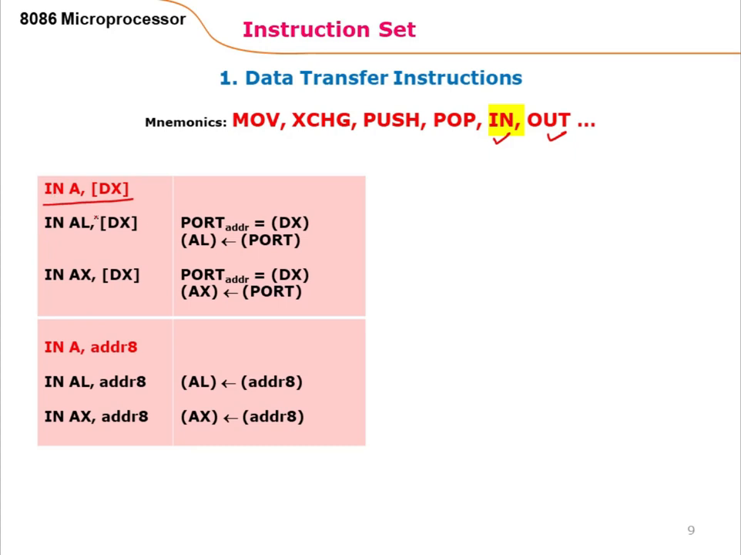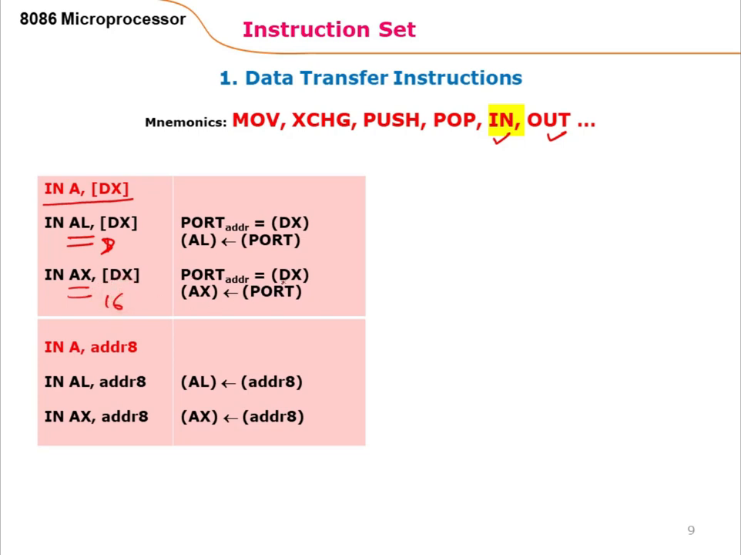the value stored in the DX register is copied to the address bus, and the port value at that address is copied to AL. So this is an 8-bit operation. We can use the same instruction for a 16-bit operation also. This is the 8-bit operation and this is the 16-bit operation.